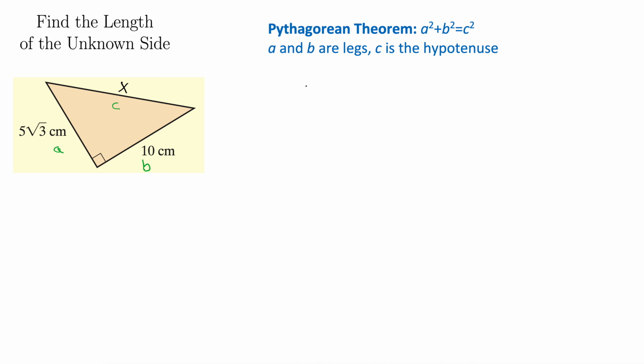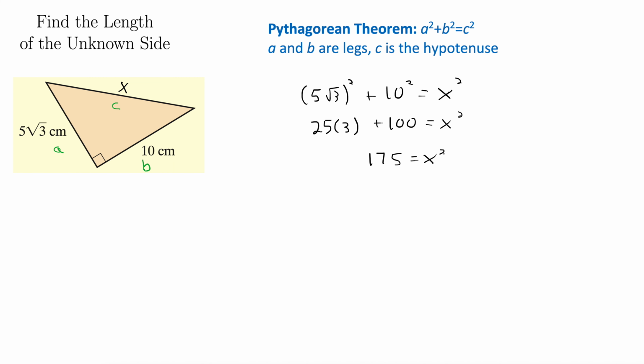We have A squared, so we have 5 radical 3 quantity squared, plus B squared, 10 squared, equals C squared, x squared. And then we're simply solving for x, right? When we square 5 radical 3, we get 25 times 3, plus 100, 10 squared, equals x squared. So that's 75 plus 100, 175 equals x squared.